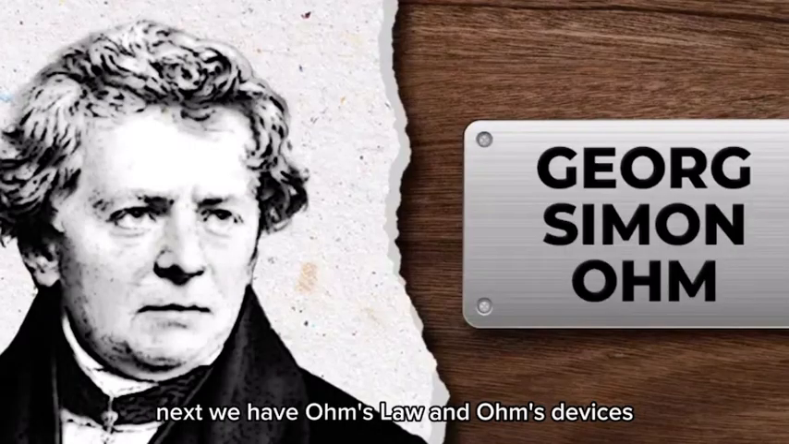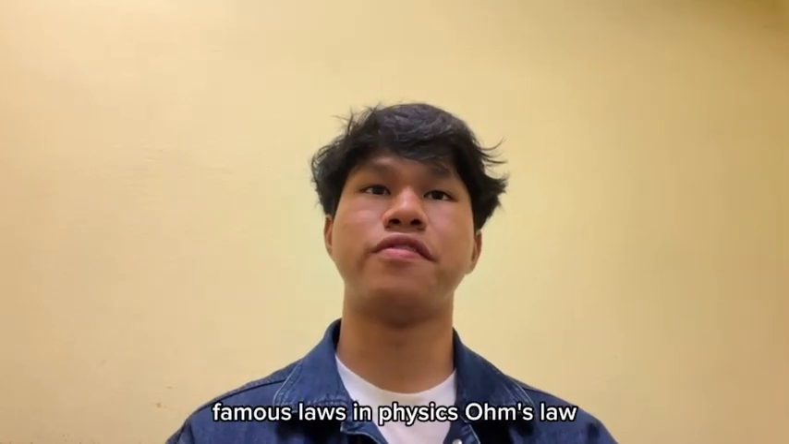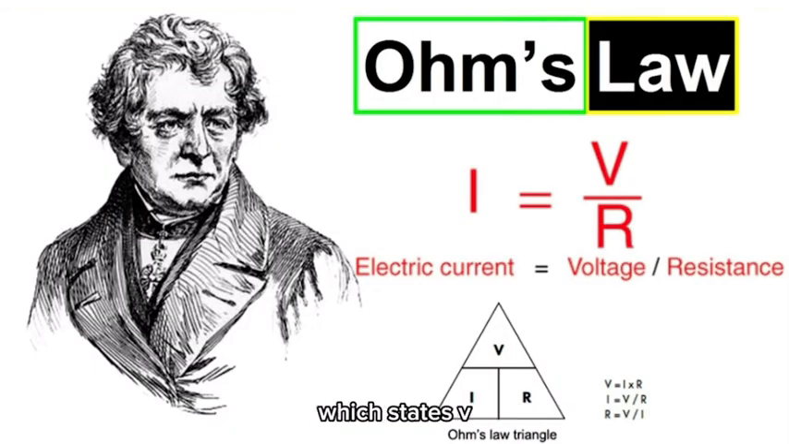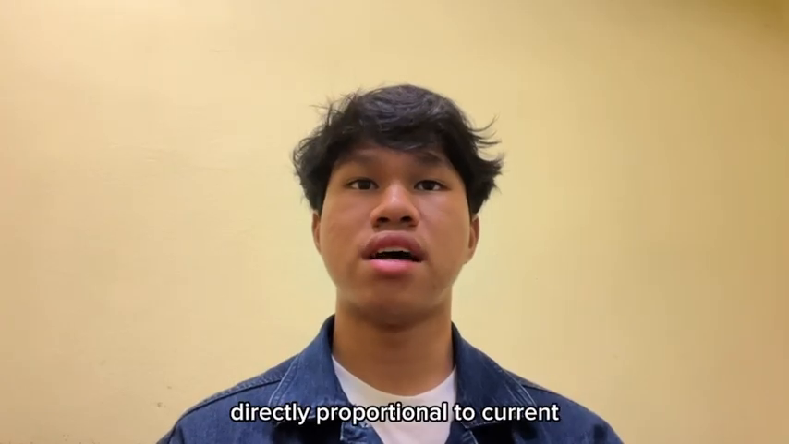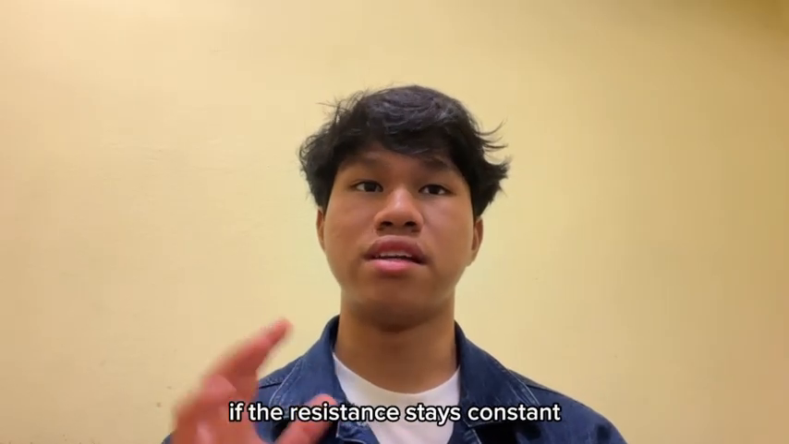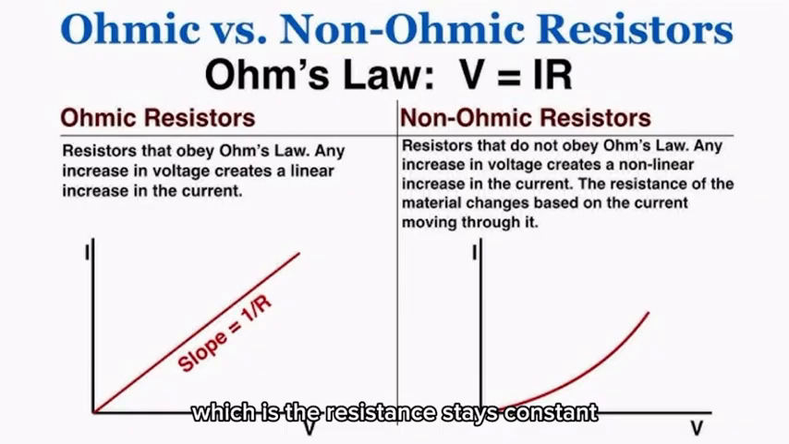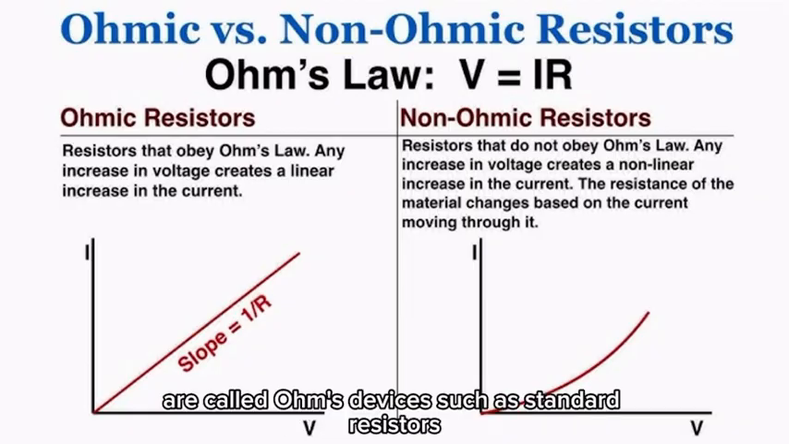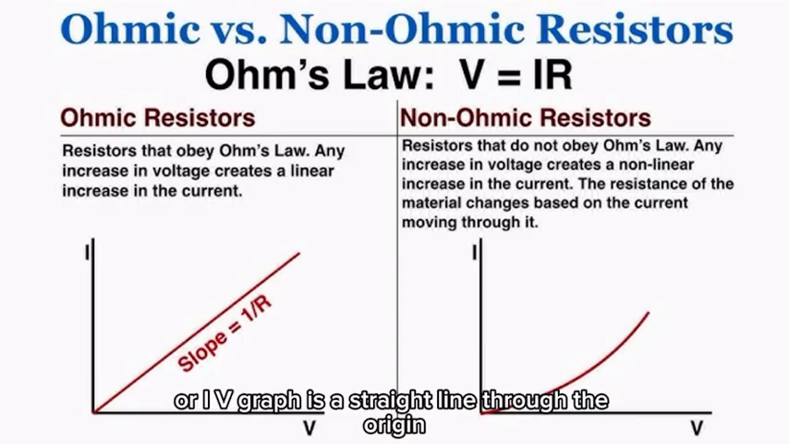Next, we have Ohm's law and ohmic devices. All of this connects to one of the most famous laws in physics, Ohm's law, which states V, voltage, equals the current times the resistance. It means that voltage is directly proportional to current if the resistance stays constant. Devices that obey this rule, which is the resistance stays constant, are called ohmic devices, such as standard resistors. Their current-voltage, or IV, graph is a straight line through the origin.